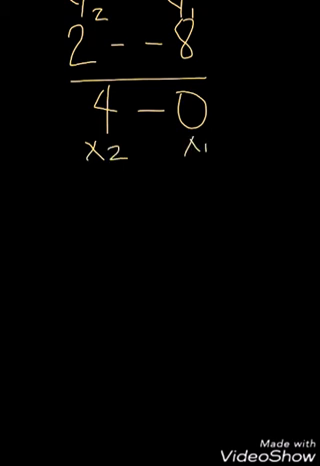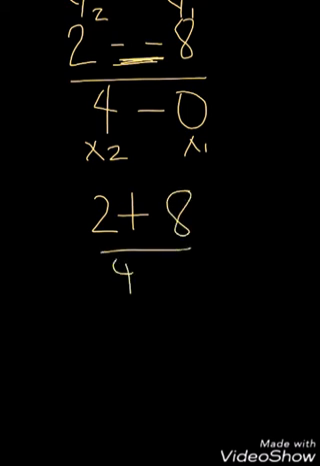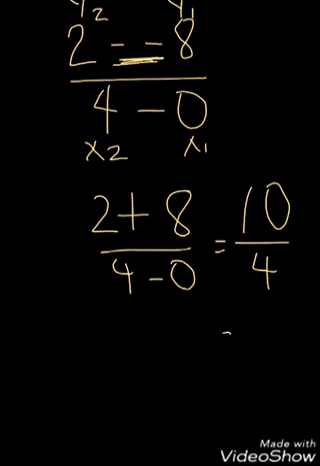And then after that, we're going to simplify the signs, because they are both the same. So we're going to have addition, and then 4 minus 0. So this is 10/4, or we simplify it to 5/2, or in decimal, 2.5.